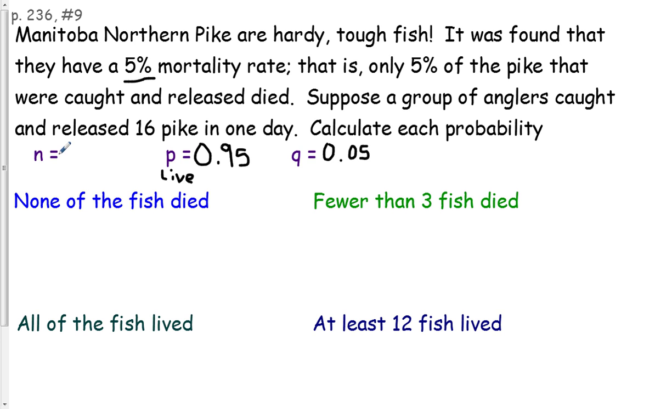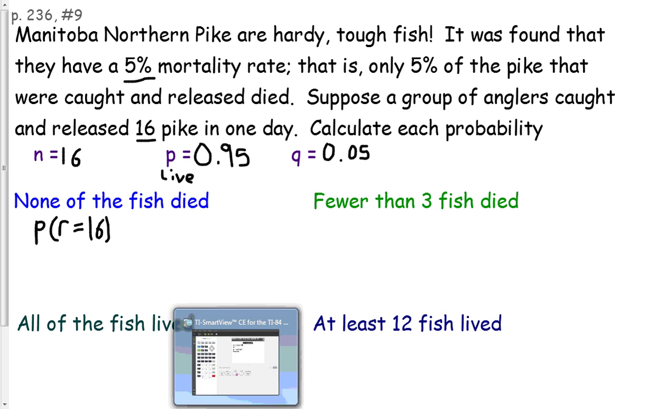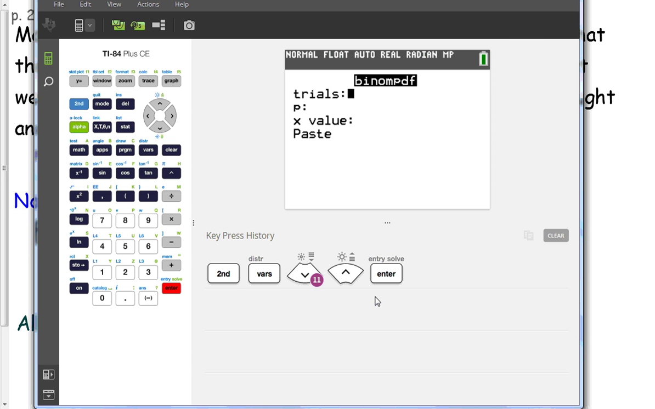N is the total number of trials, and we have 16 trials because that's how many fish we caught. So we're finding the probability that none of the fish die. That would be that all of them survive, so the probability of R equals 16. 16 fish live. Using our calculator, we've got 16 trials. Success rate is 0.95.